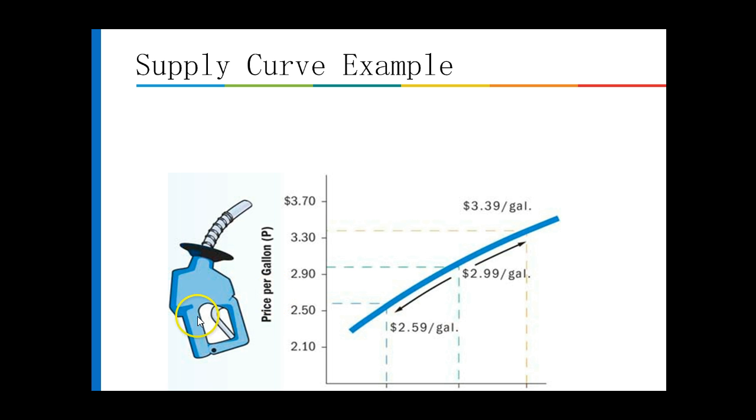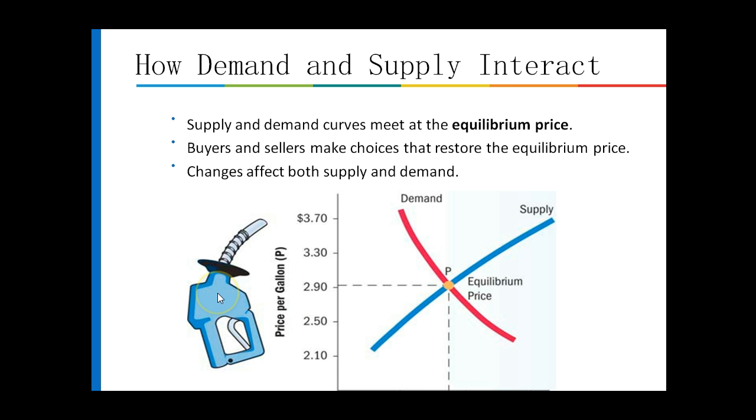Okay, supply curve example. We just went through that. So, supply curve, it meets at the equilibrium price. Buyers and sellers make choices that restore it. Again, based on their choices, it will bring it up or down. And they both have an effect on the supply and demand.